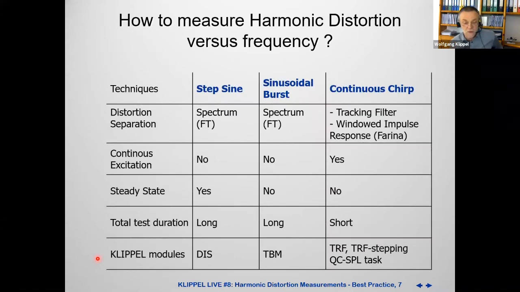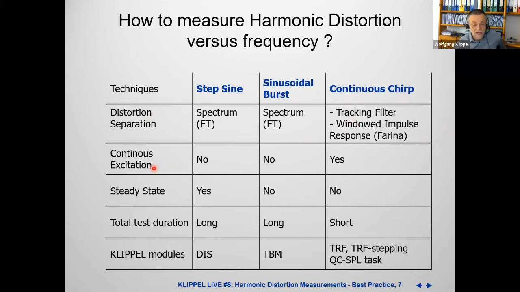How to measure harmonic distortion. Here you see the three most important things: the stepped sine, the sinusoidal burst, and the continuous chirp. First is the principle of distortion separation. And you see we usually use an FFT or Fourier transform to come to the spectrum. But with a chirp, we can also use, in some cases, a tracking filter, or we can apply some windowing. We have spoken about that, not only to the fundamental impulse response, but also to the harmonics. I will speak about that. So that's a very nice feature, very important.